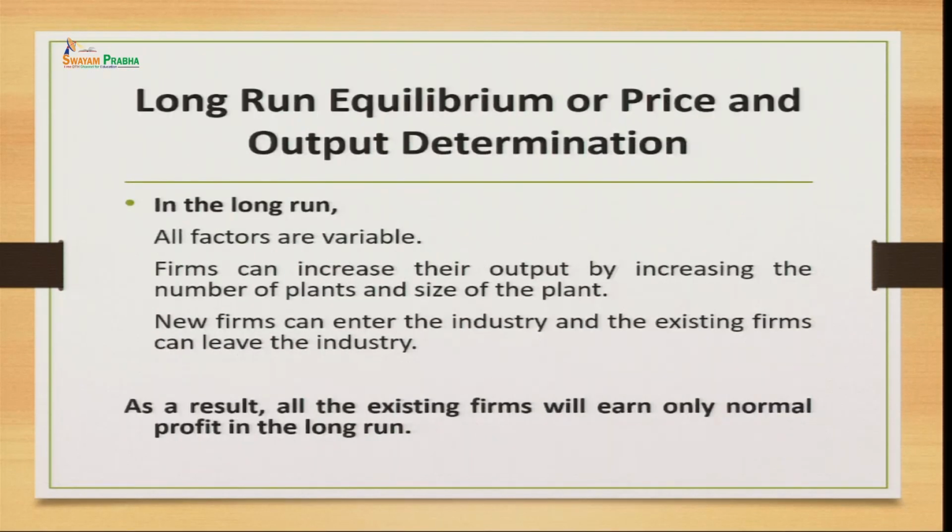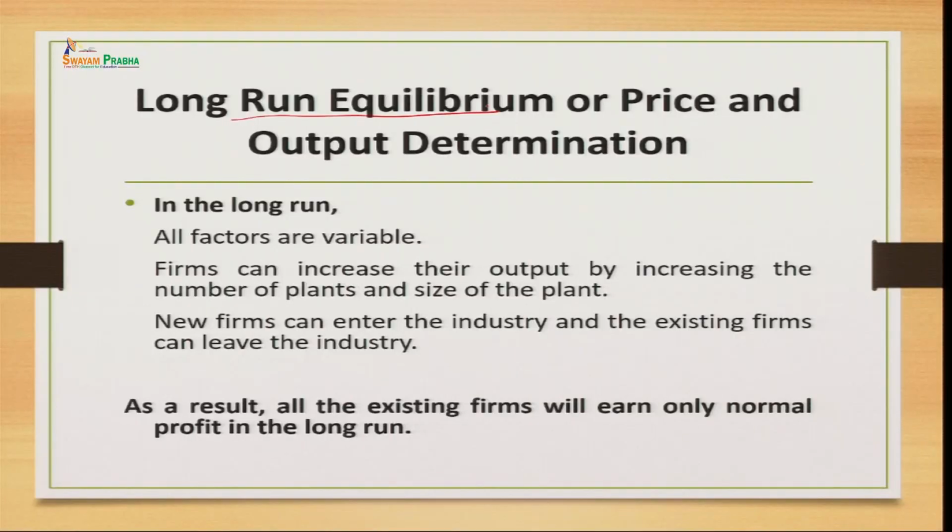So, now let us move further to understand the long run equilibrium. Since the firm has to operate in the short run as well as in the long run, what is the difference between the short run equilibrium and how the firm is going to reach the long run, and what will be the considerations in the long run. You can call it long run equilibrium, or you can say how we are determining the price and output in the long run. Again, there are a few things which we need to remember.